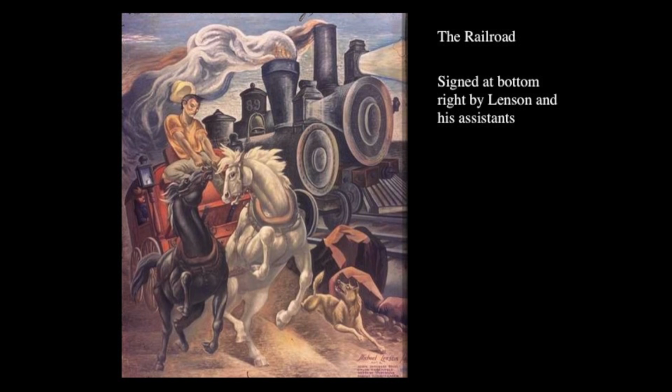Next. And it ends with the railroad and a signature at the bottom right. You can see Michael Lenson's signature pretty clearly. Well, it's actually a man with horses and carriage trying to outrace the railroad, which we know isn't going to last for long. But you can see, you can't read the signatures, but he had a crew helping him with this series also.